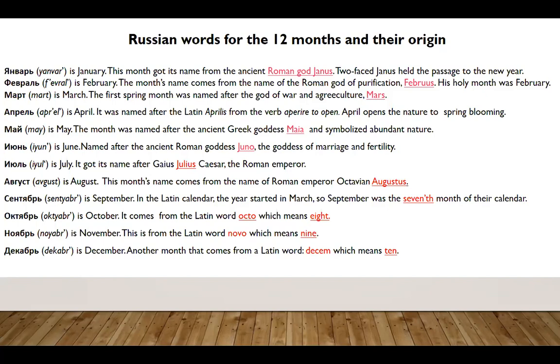October comes from the Latin word octo, which means 8. October is the 8th month of the Latin calendar. Noyabr, with a soft R at the end, is November. This is from the Latin word novem, which means 9. So the 9th month of the Roman calendar. December in English is December, in Russian, Dekabr. Another month that comes from a Latin word decem, which means 10.